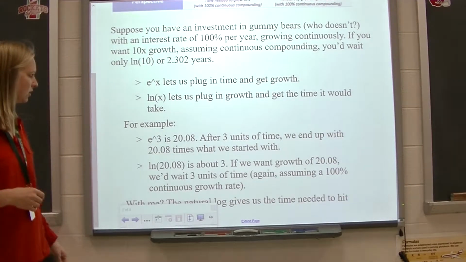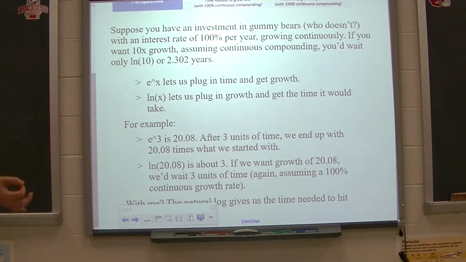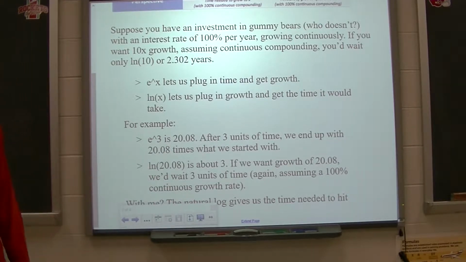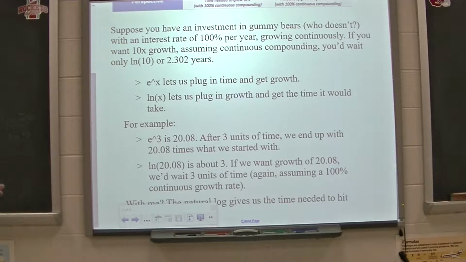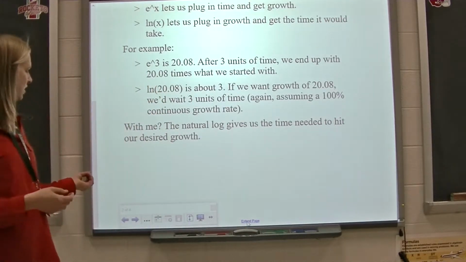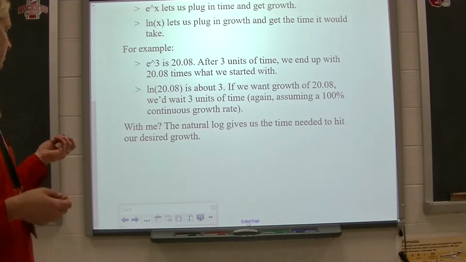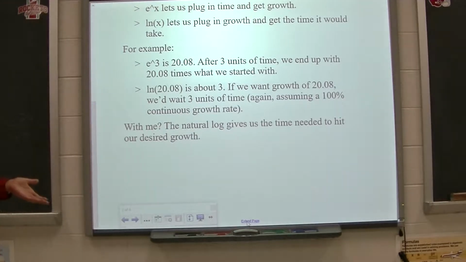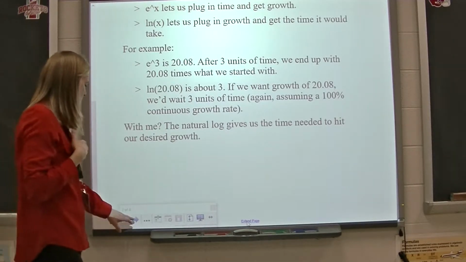So for example, e to the third power is 20.08. After 3 units of time, we end up with 20.08 times what we started with. ln 20.08 is about 3. If we want growth of 20.08, we wait 3 units of time, again, assuming 100% continuous growth rate. So the last part says, the natural log gives us the time needed to hit our desired growth, where with the exponential, we're given the time and it tells us what our growth is.